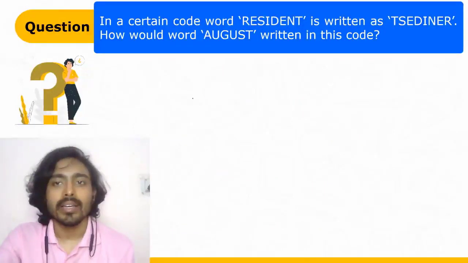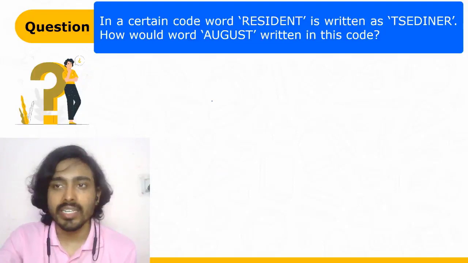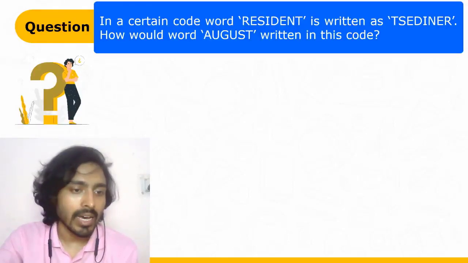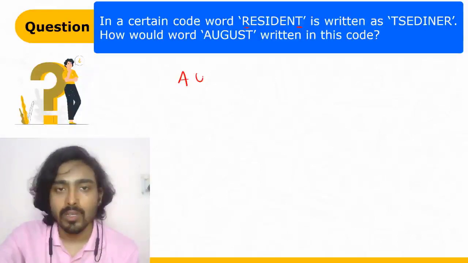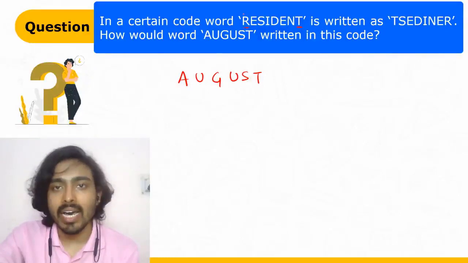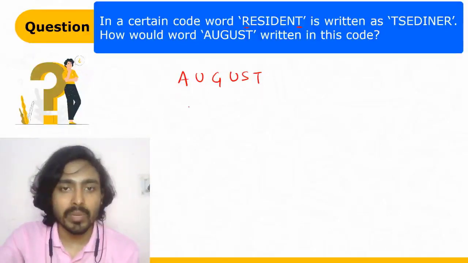Now look at this. Resident is written as TSEDINER. So we can see that R is replaced by the last letter. R is replaced by the last letter. We'll do the same thing with August. So we see that R is replaced by T, so A will be replaced by again T, okay, and this will be A at the last, right?